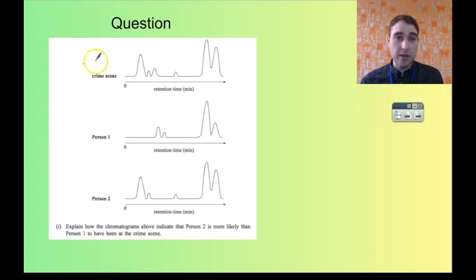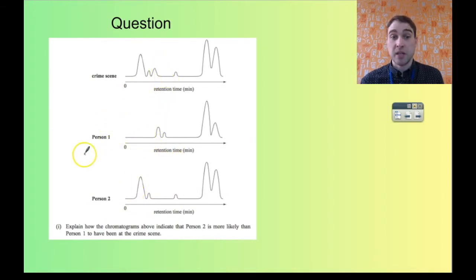Here we have a crime scene chromatograph, a person 1 and person 2. Explain how the chromatograms above indicate that person 2 is more likely than person 1 to have been at the crime scene. What we're going to do is compare the peaks. If we look at the crime scene and person 2, we have this peak in common, we have this peak in common. We're missing a peak here, we have this peak in common, this peak and this peak.